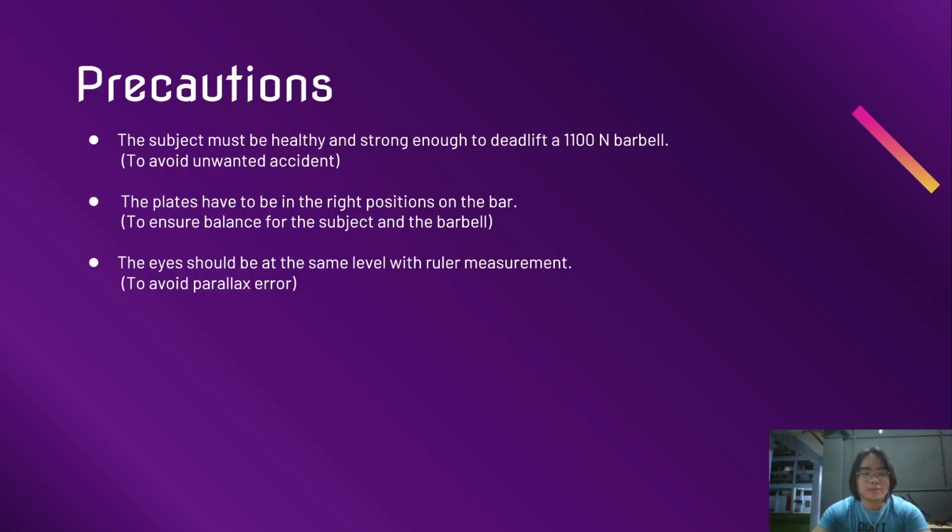Throughout the experiment, we maintained 3 precautions to ensure the accuracy of data and the safety of the subject during deadlifting the barbell. Firstly, the subject must be healthy and strong enough to deadlift a 1100 Newton barbell to avoid unwanted accidents. Next, the plates have to be in the right positions on the bar to ensure balance with the subject and the barbell. Lastly, the eye should be at the same level as the ruler measurement to avoid parallax error.